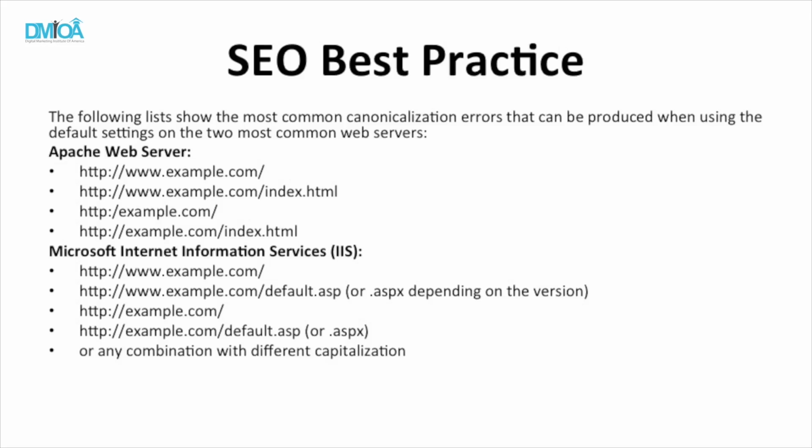The following lists show the most common canonicalization errors that can be produced when using the default settings on the two most common servers, the Apache server and the Microsoft server, or the IIS server. Each of these URLs spreads out the value of inbound links to the home page. This means that if the home page has multiple links to these various URLs, major search engines give them credit separately and not in a combined manner.